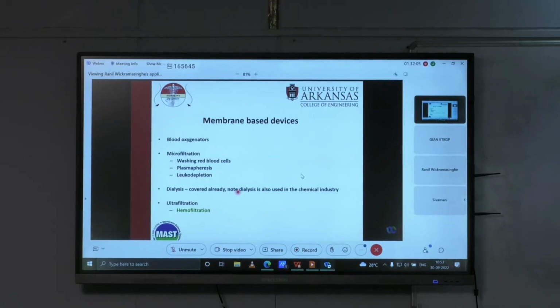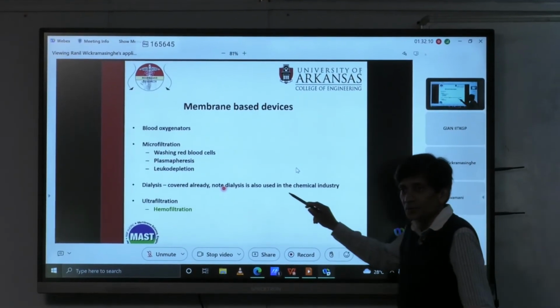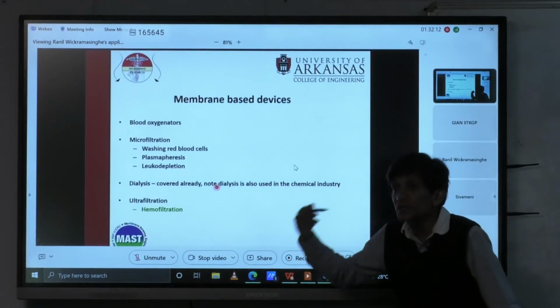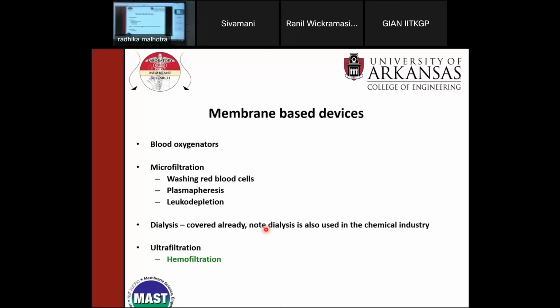So dialysis, I believe Professor Jacob covered, so I'm not going to talk about it at all here. He called it hemodialysis. So dialysis is a more general term. Dialysis is also used in the chemical industry. So it's not just hemodialysis. Just want to point that out. So when you're making chemicals, say pharmaceutical manufacturing, from synthetic chemistry, not biotech, synthetic chemistry, you often have to take out components. You need to dialyze them out. So dialysis is used in the chemical industry.